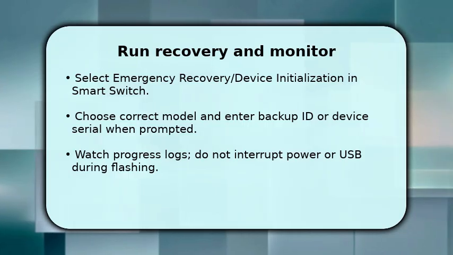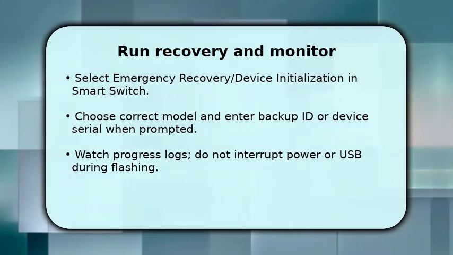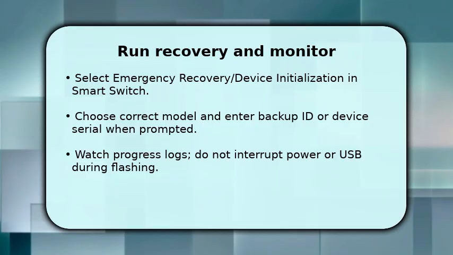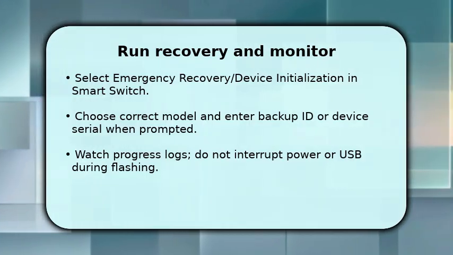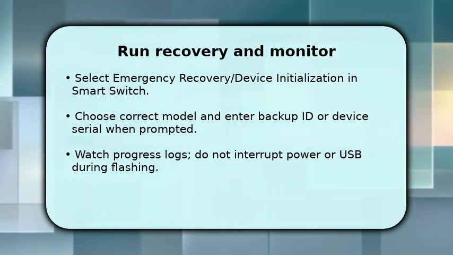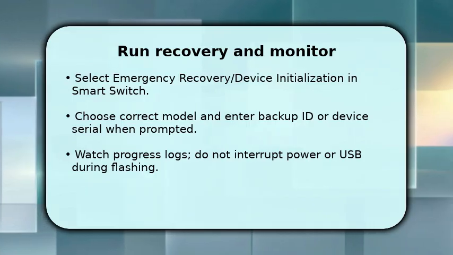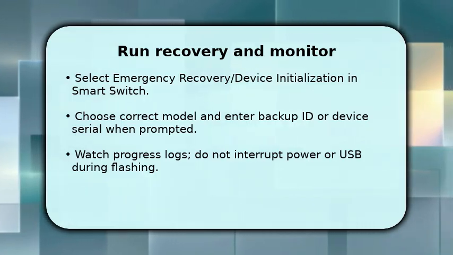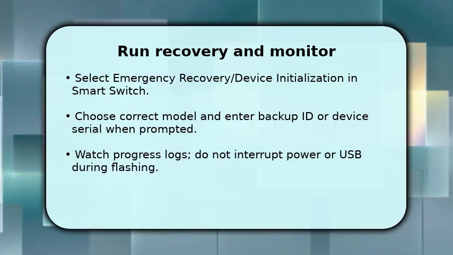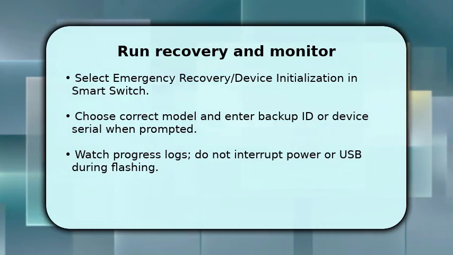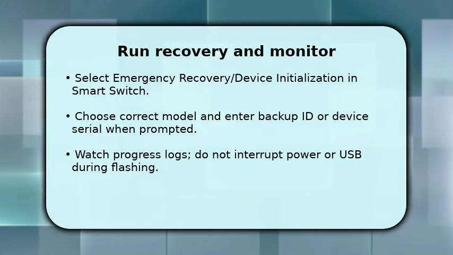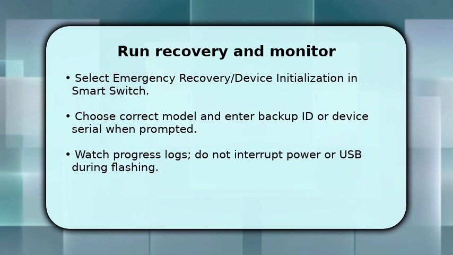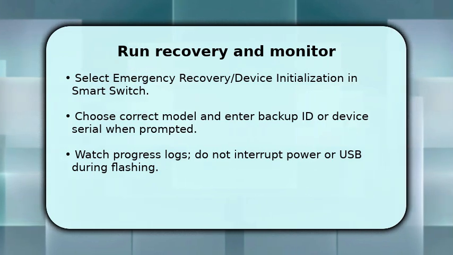Now you execute the recovery sequence and keep a close eye on status messages. In Smart Switch, select Emergency Recovery or Device Initialization, then pick the precise device model from the list and enter the backup ID or serial if requested. Mismatching the model causes failure. Start the process and monitor the progress and log window so you catch errors early. Make sure the PC stays awake and the USB connection remains stable. If a step appears stuck, wait 10 to 15 minutes before taking corrective action.